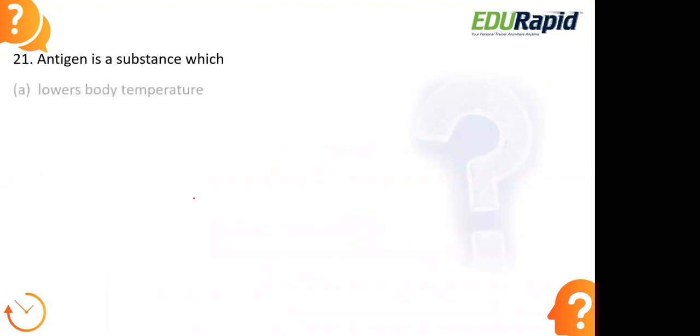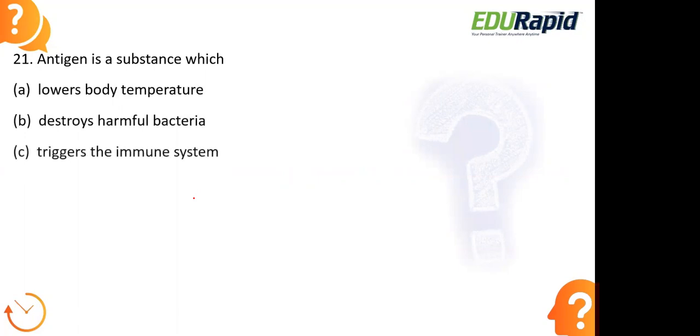Antigen is a substance which lowers body temperature, destroys harmful bacteria, triggers the immune system, or is used as an antidote to poison.